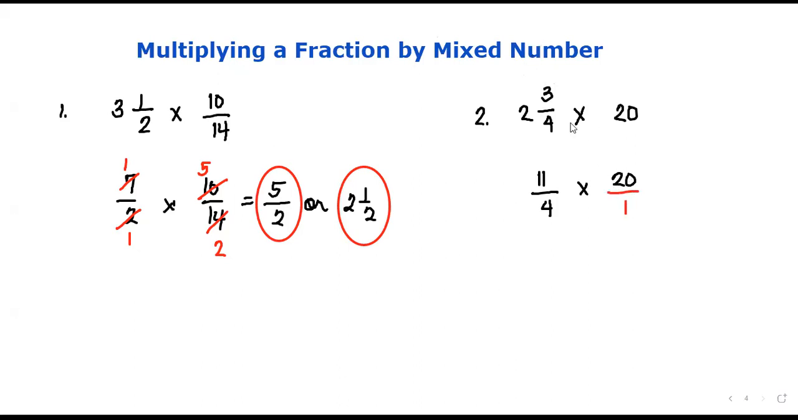Then we can cancel out 4 and 20. Their GCF is 4, so 4 becomes 1, and 20 divided by 4 equals 5. Multiply 11 times 5, that's 55, over 1, or simply 55. Therefore, 2 and 3/4 of 20 is 55. Don't forget to circle or box your final answer. And that's it.